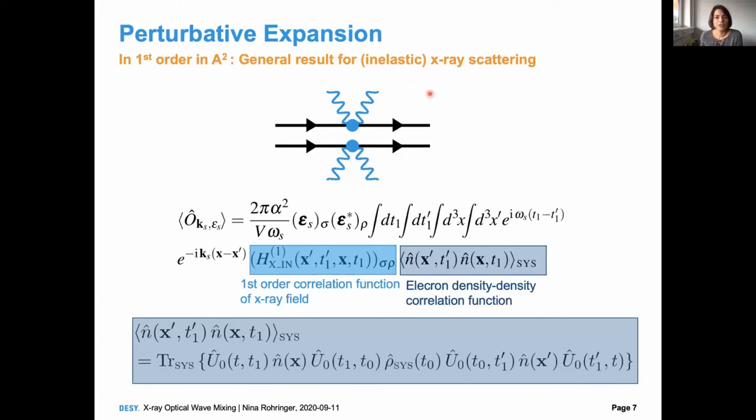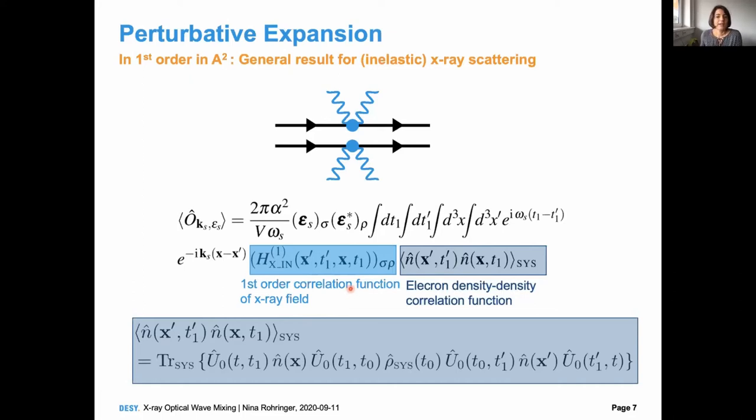And in this most general representation, the underlying electronic quantity that we measure is a density-density correlation function. So this observable of observing scattered photons in mode Ks links to this electron density-density correlation function. So that's a typical quantity that people care about that employ inelastic X-ray scattering experiments. And the other ingredient in this equation is the first order correlation function of the X-ray field.